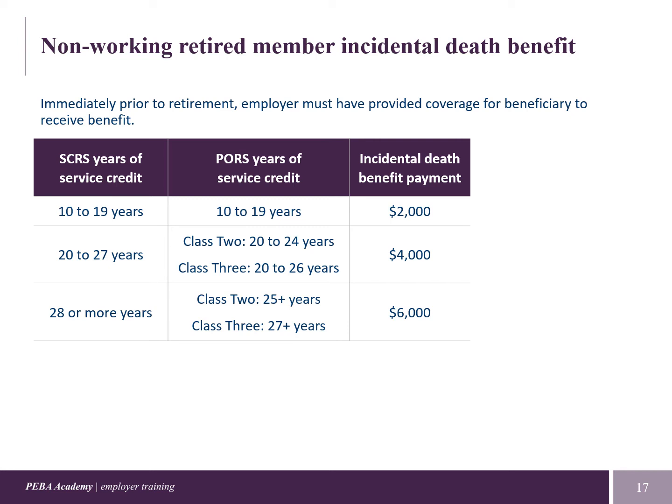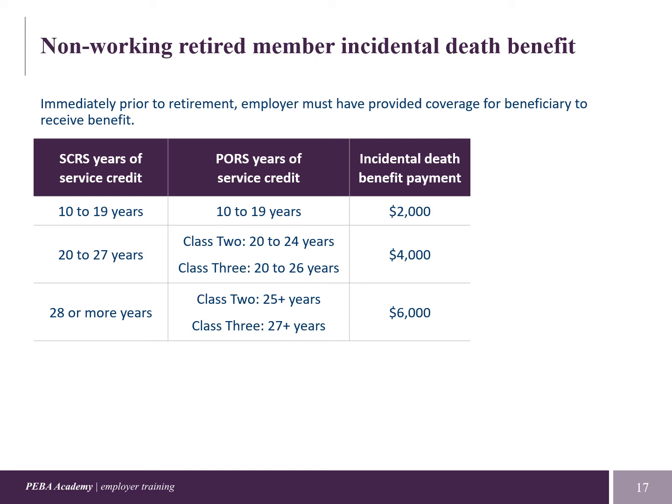The non-working retiree incidental death benefit for PORS differs depending on class. For Class 2 PORS retirees who had 10 to 19 years of service at retirement, the benefit is $2,000. If they had 20 to 24 years, it is $4,000. If they had 25 or more years of service, the benefit is $6,000.